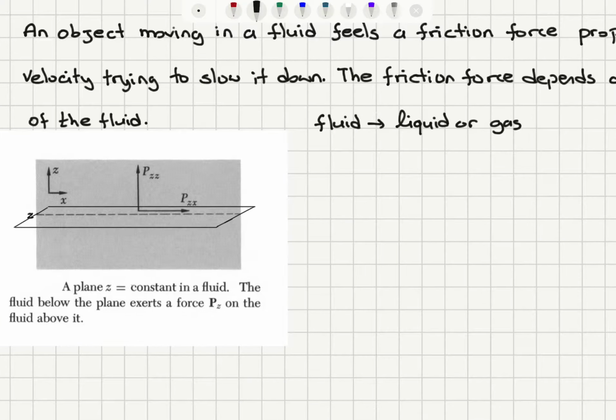And as you can see, the fluid below the plane exerts a force Pz on the fluid above it. And the fluid above will exert a force minus Pz on the fluid below it. And this force that is in the z direction, that is around the z is equal to a constant plane, is called Pzz, and it's actually equal to the mean pressure of the fluid.